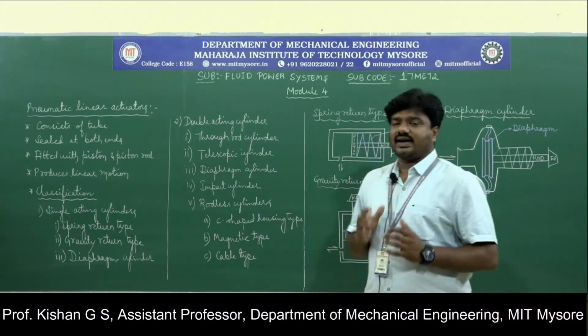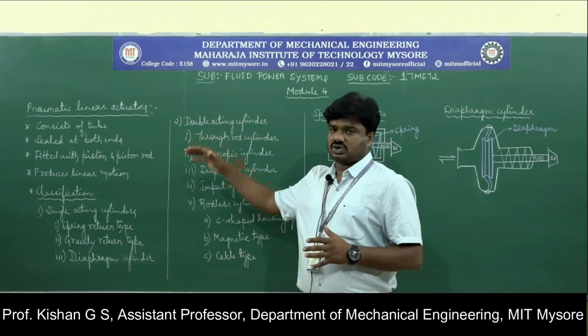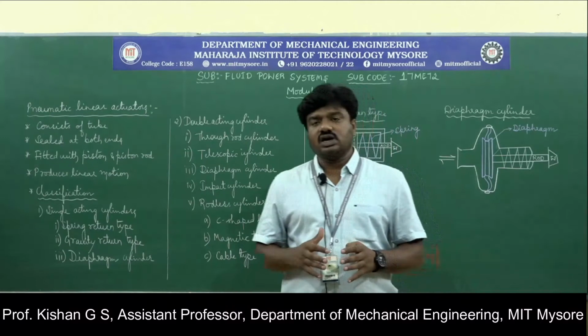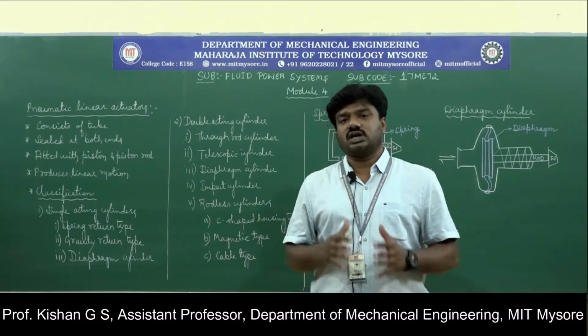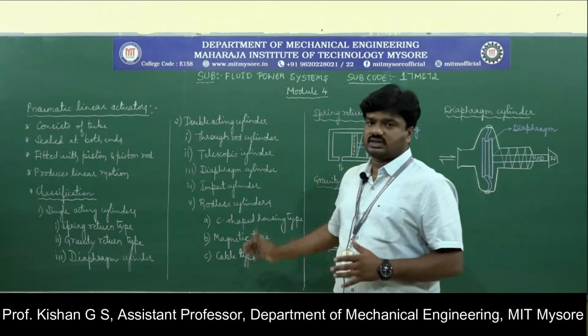So here the actuation medium that we are going to take is the piston and piston rod. To what extent this piston and piston rod are being considered for both extension and retraction, we are going to categorize under 5 groups of double acting cylinders.